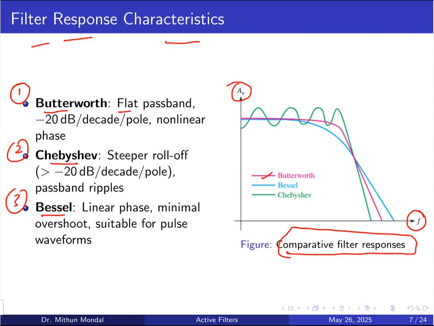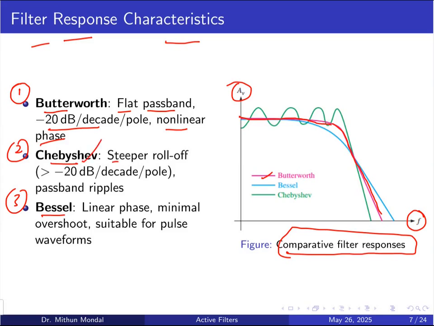So it has a flat pass band, and you have minus 20 decibel per decade per pole roll-off and non-linear phase. So Butterworth is basically having a flat response up to the pass band, and then you have the roll-off of minus 20 decibel per decade per pole. And then you have a non-linear phase.